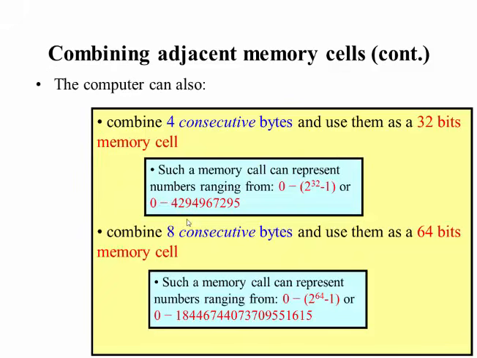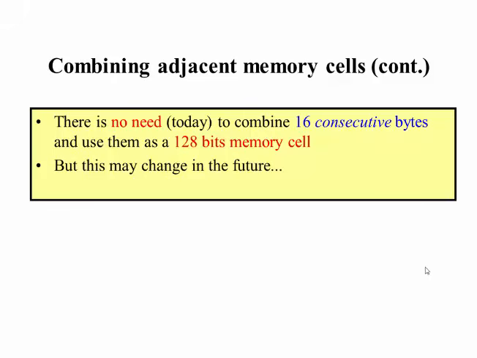The computer can also combine 4 consecutive bytes and use them as a 32-bit memory cell. Such a memory cell can represent numbers ranging from 0 to 2 to the power of 32 minus 1, which is a large number. You can also combine 8 consecutive bytes and use them as a 64-bit memory cell. Such a memory cell can represent numbers ranging from 0 to a huge number. There is no need today to combine 16 consecutive bytes and use them as a 128-bit memory cell, but this may change in the future, which we are already seeing now.